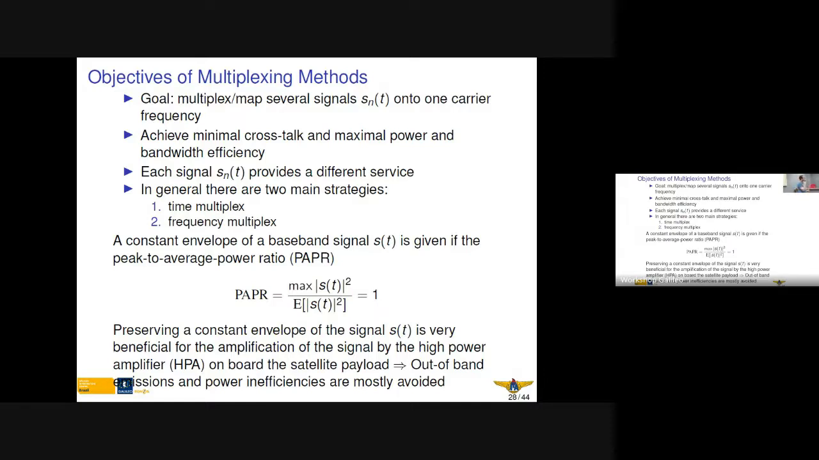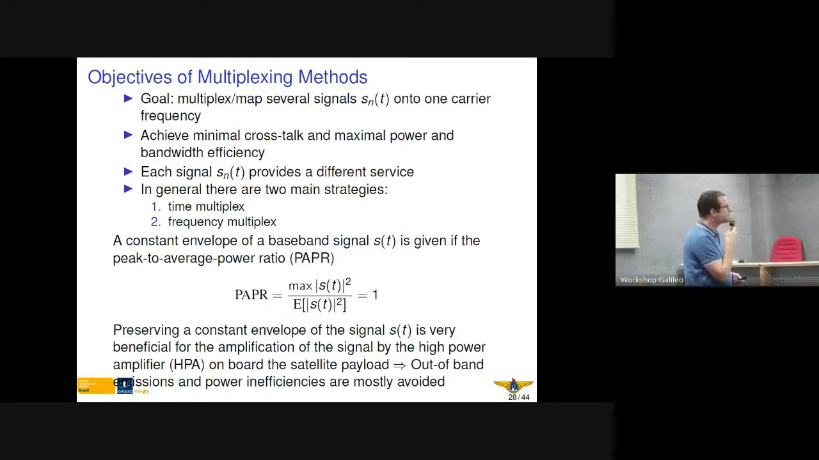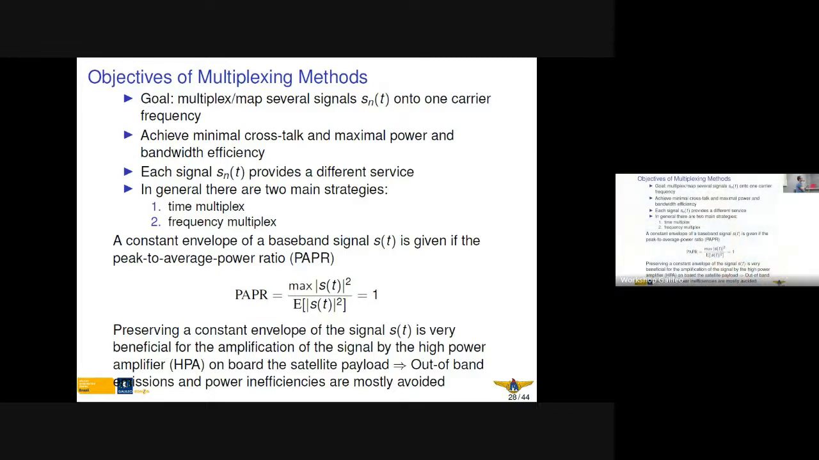We will not talk about time multiplexing here today, but there are also some methods where you can time multiplex several GNSS signals. There's an example of one of the GPS services that use time multiplexing. But we will talk about frequency multiplexing here, and we can achieve a constant envelope of a baseband signal S(t), which is the sum of all the waveforms Sn(t), and this constant envelope can be defined by what's called the peak to average power ratio.